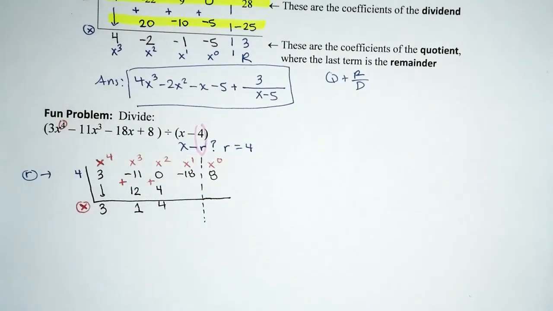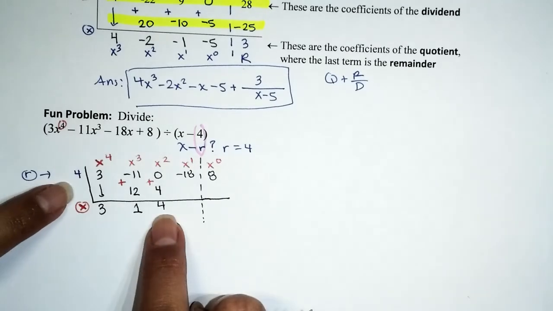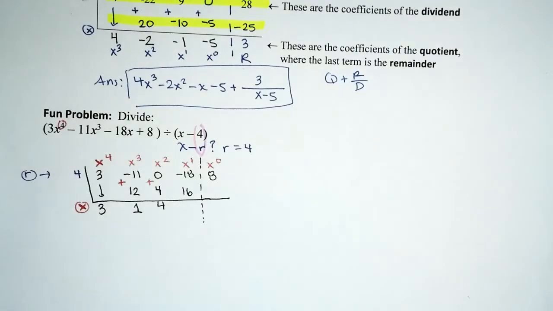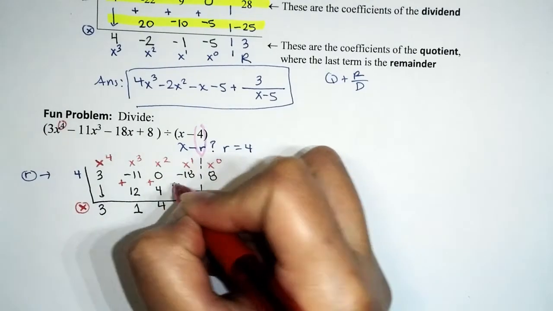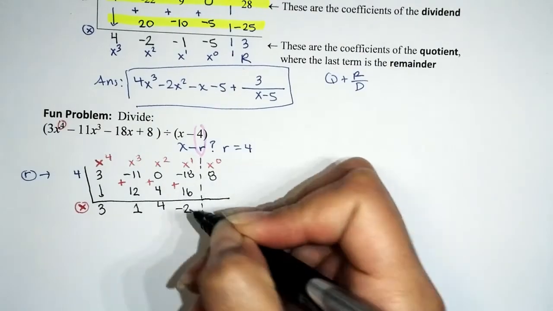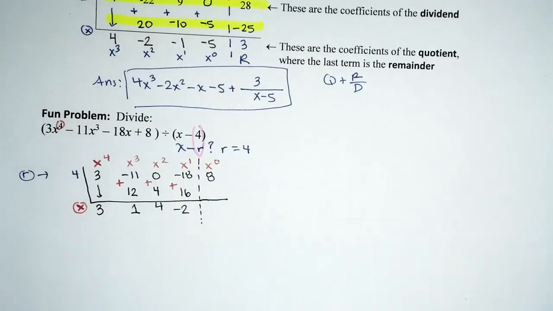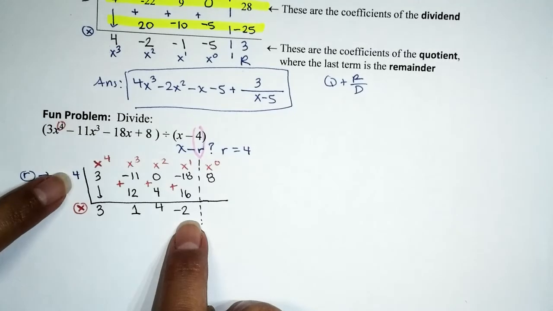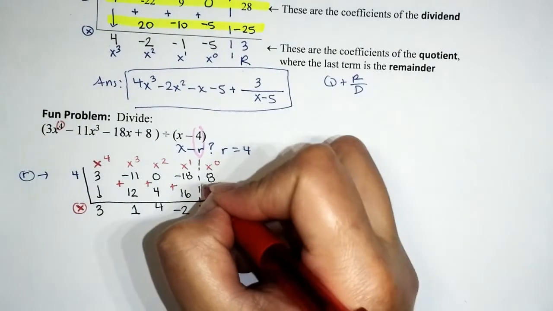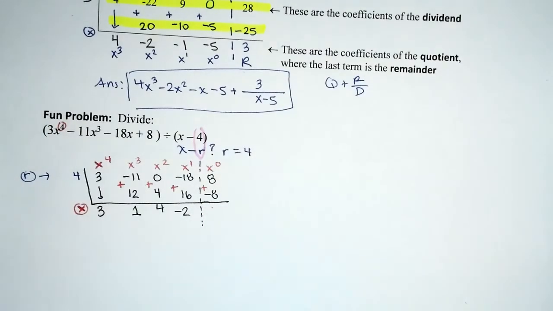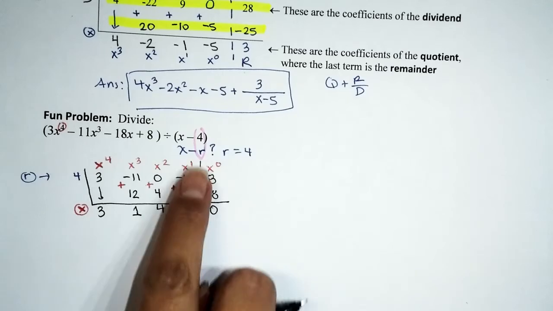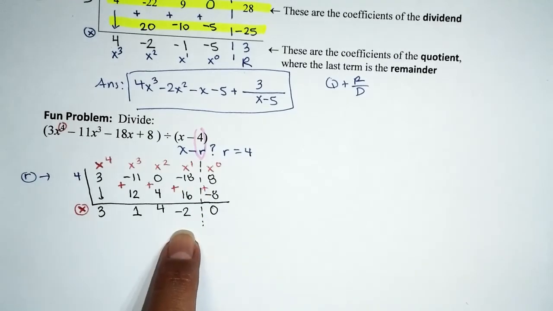Let me put this down. Alright, keep multiplying and adding. Product of 4 and 4 is 16. We keep our cool, add our results. Sum of -18 and 16 will give us -2. Multiply and add until we can't anymore. Product of -2 and 4 is -8. And for the last time, we add our results. Okay, 0. So remember, numbers to the left of our partition will give us the coefficients of the quotient.